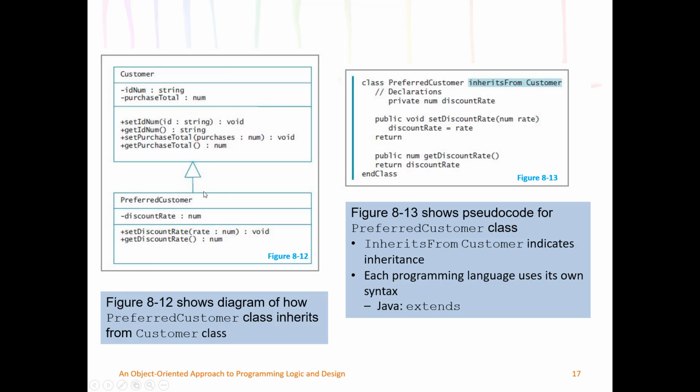These are class diagrams. Here, preferred customer, you just put in the pseudocode inherits from customer. And notice the only difference between them is the preferred customer will have a discount rate. I don't need to set the ID number and the purchase total. I inherit those to preferred customer. And so I can set the discount rate, and again, it returns nothing, it's a void, or I can get the discount rate and it's going to return a number. That's all I need to do. All this is already there because I inherited it.